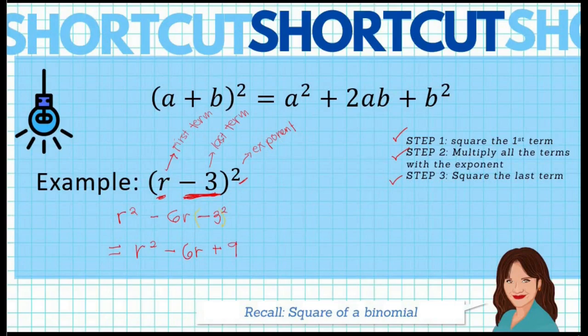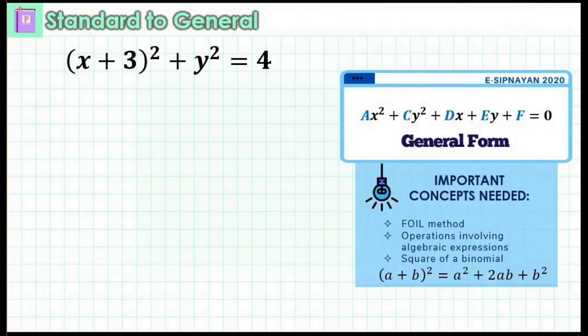That's how easily you can expand a binomial using the concept of square of a binomial. Therefore, we can say that quantity r minus 3 squared is equal to r squared minus 6r plus 9. Let's now have more examples on transforming standard to general. We start by expanding the binomial, and we apply here the square of a binomial so that we can easily expand quantity x plus 3.